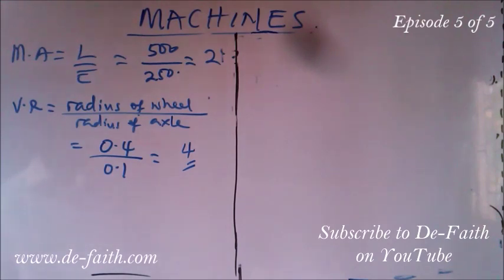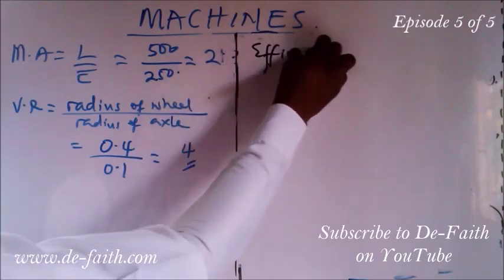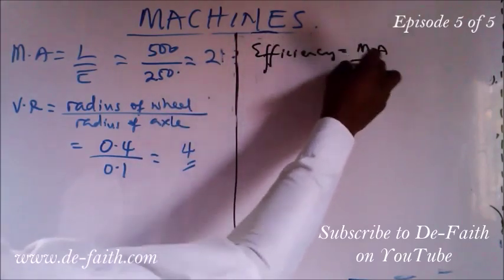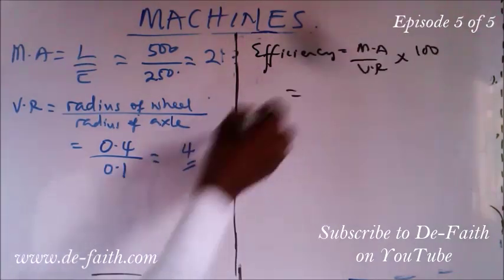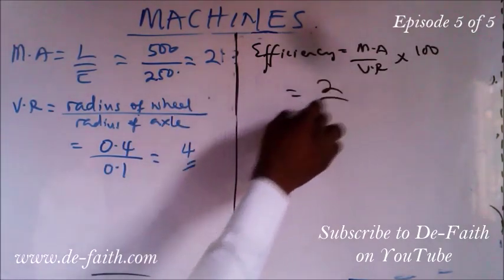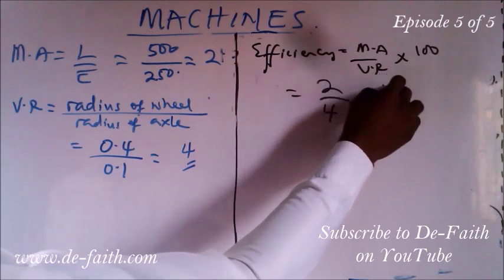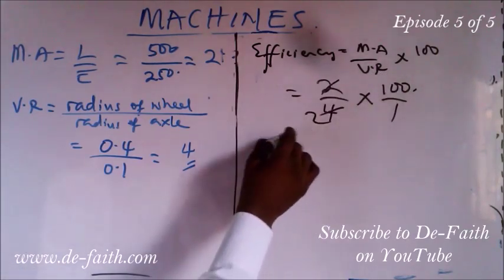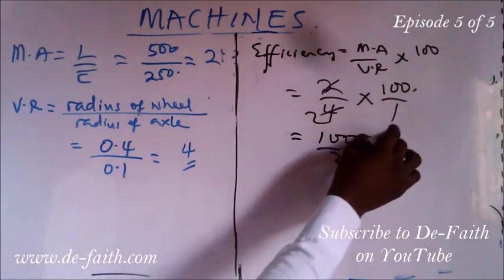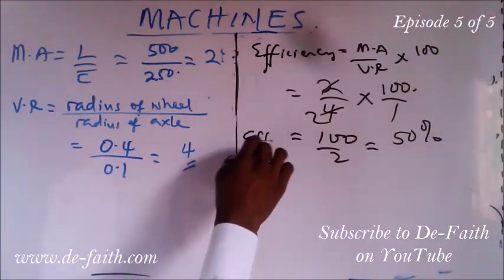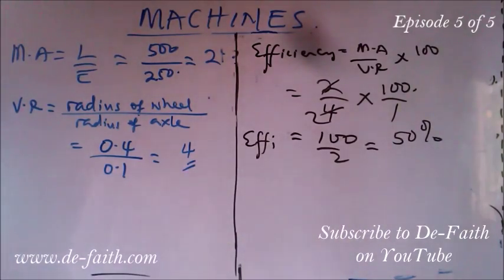So we have to calculate the efficiency of this machine, and we know that efficiency equals mechanical advantage over velocity ratio times 100. Mechanical advantage here is 2, velocity ratio is 4, multiplied by 100. So we are left with 200 over 4, that is 50. So the efficiency of this machine is equal to 50%. To solve questions under machines, all you need to do is know your parameters and the formulas, apply them, and you'll get your answers.